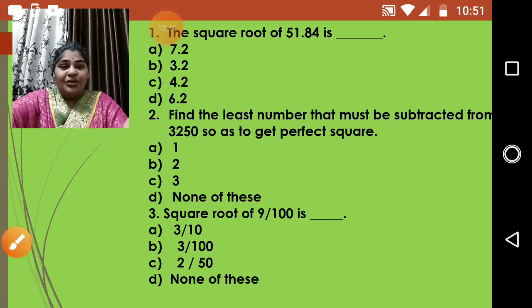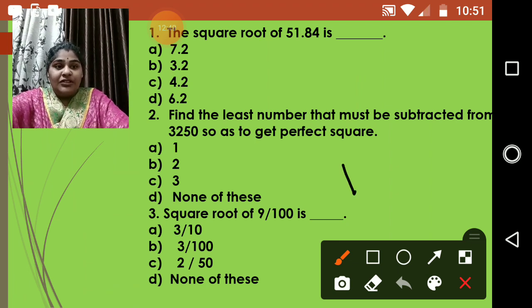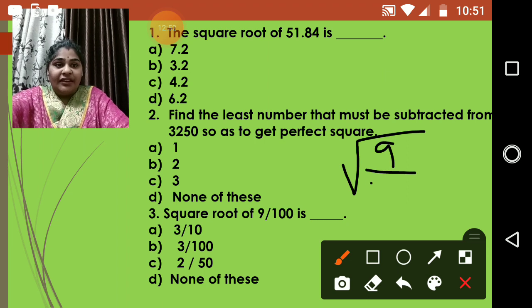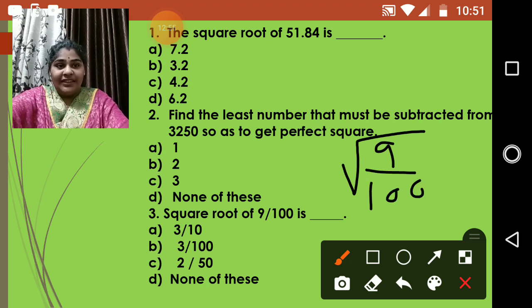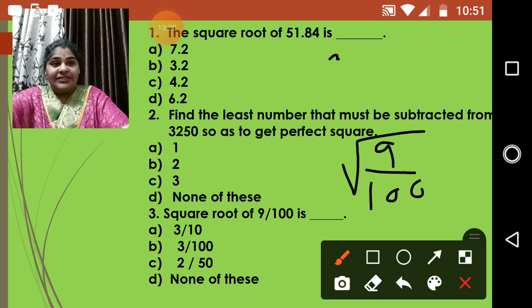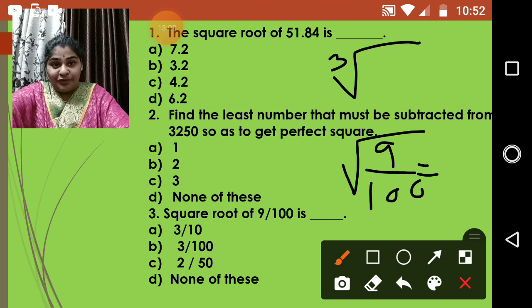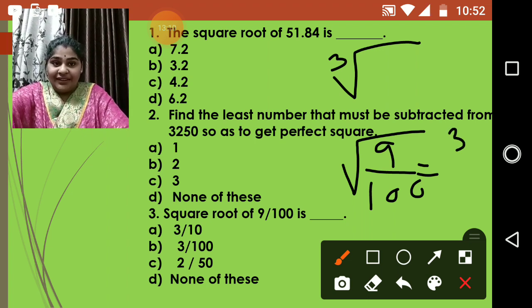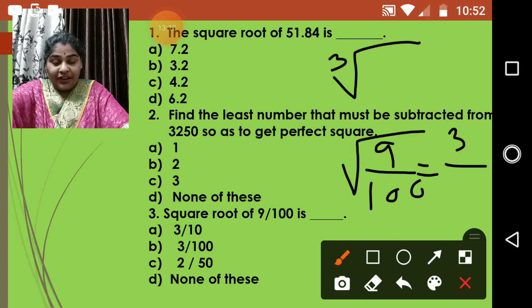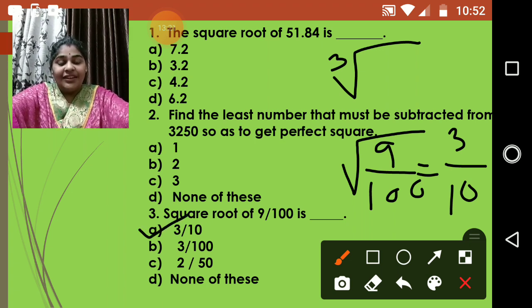Yeah. Next is the square root of 9 upon 100. It may also be asked in this manner, upon 100. So you should understand that this is the symbol of square root. I have already taught you the symbol of square root is this and the symbol of cube root is this, right? So square root of 9 upon 100. It is very easy, children. Square root of 9 is 3, right? 3 3s are 9. And square root of 100 is 10, because 10 tens are 100. 10 square is 100. So the answer is option number A, that is 3 upon 10.